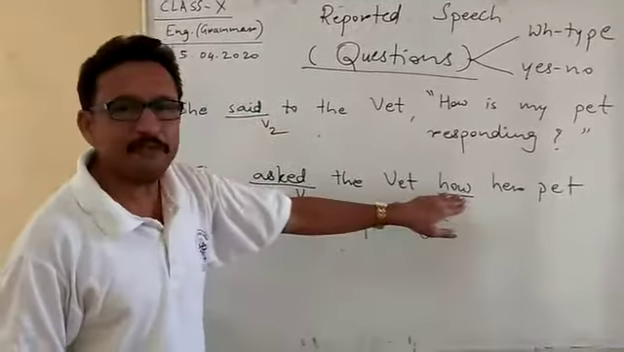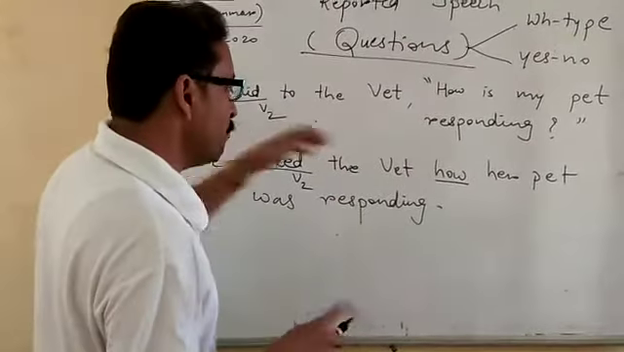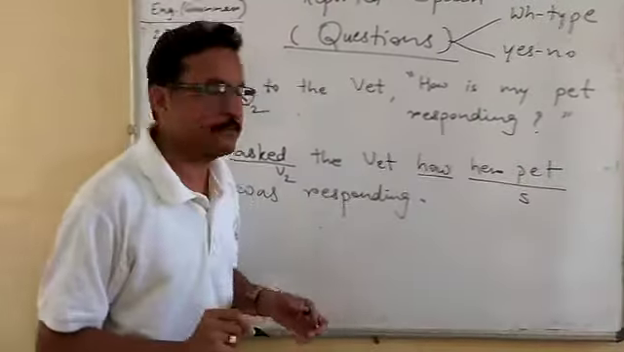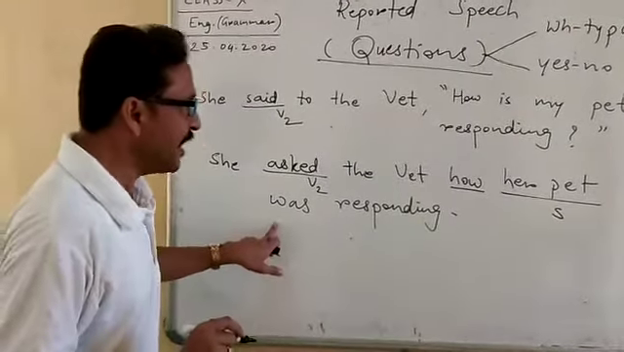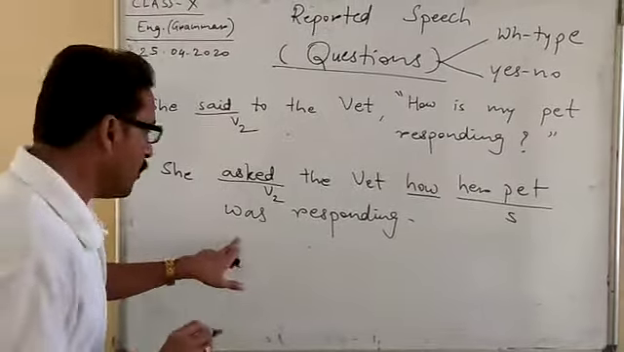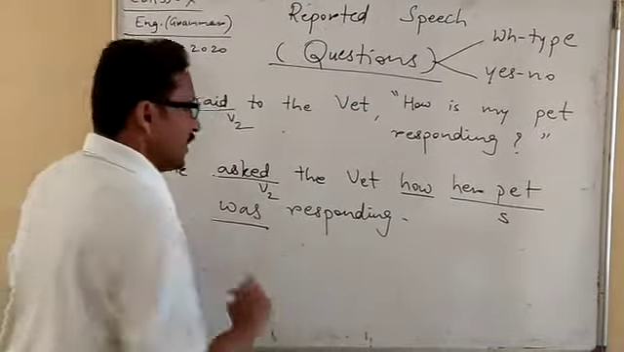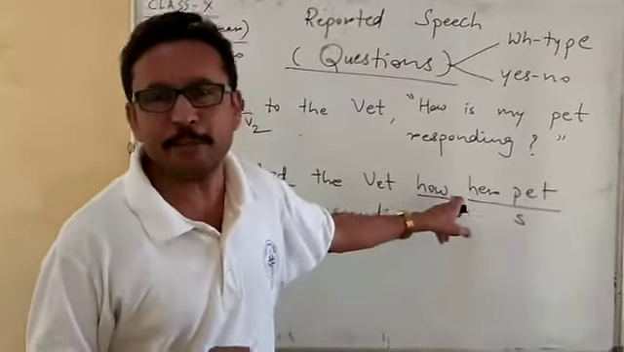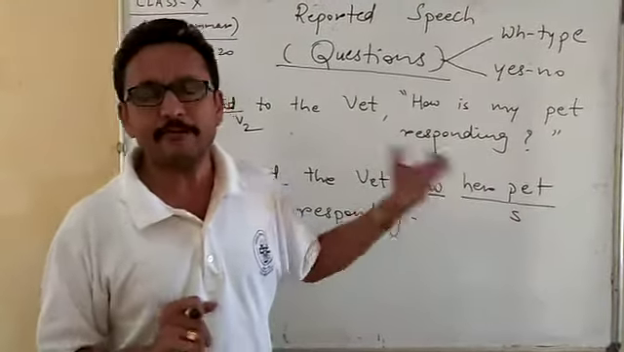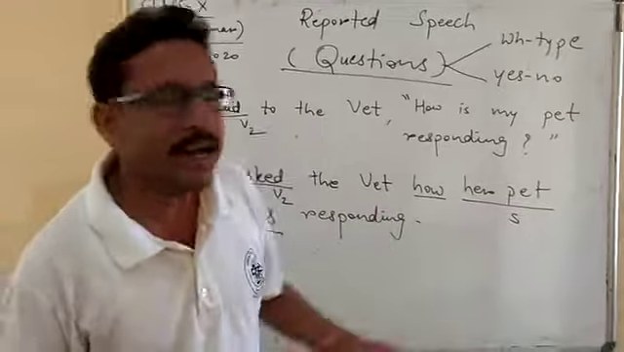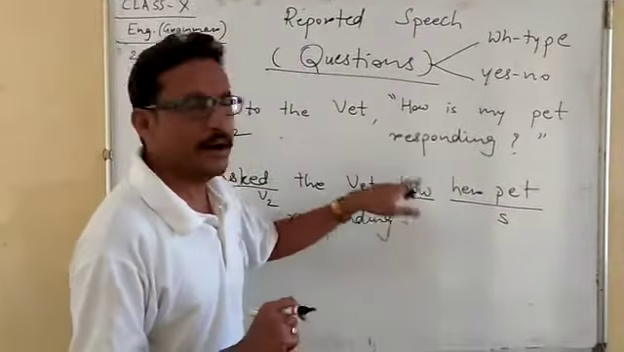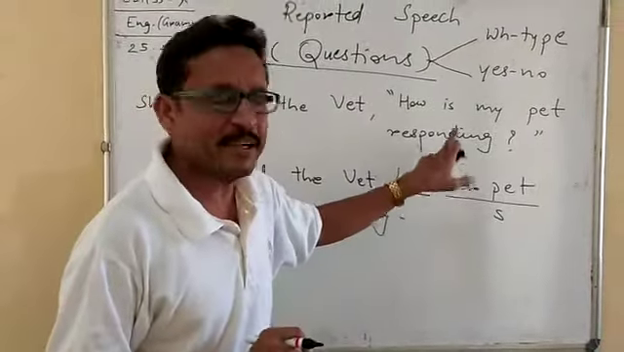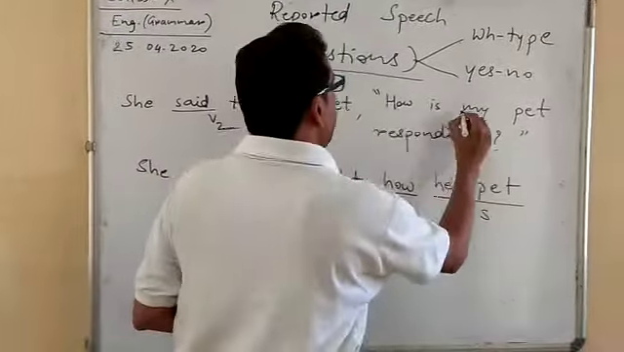And that is why after how, first we put here her pet. Now her pet is a subject, and then we follow with the verb. Suppose you directly take the verb here after the WH word, it will remain a question, which will be grammatically wrong. That is why after using the question word, first you should select the subject.